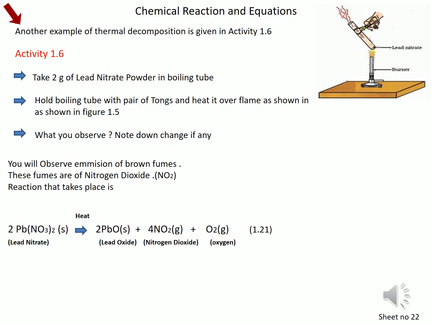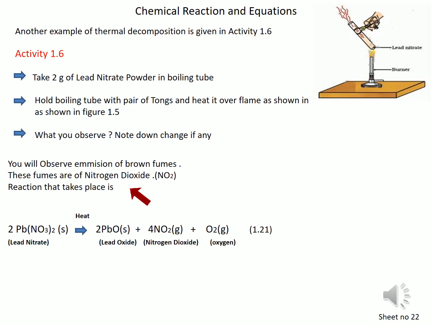Now let us see another example of decomposition that is given in activity 1.6. We'll see what is activity 1.6. Take 2 gram of lead nitrate powder in the boiling tube. Hold the boiling tube with a pair of tongs and heat it over a flame as shown in figure 1.5. You observe, note the change. You can again observe the emission of brown fumes. These fumes can be easily seen. These fumes are of nitrogen dioxide, NO2.